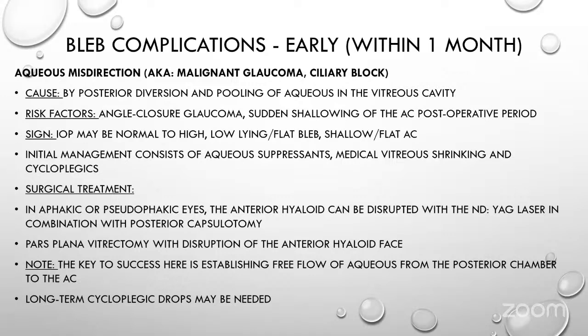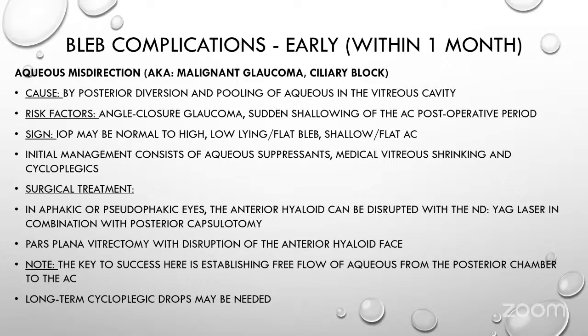Now, aside from someone who has angle closure glaucoma, post-operatively, you can also induce the possibility of malignant glaucoma. If there's any cause of sudden shallowing of the anterior chamber space, you may actually have aqueous misdirection. For something like removal of a releasable suture too early and you have a shallow anterior chamber with overfiltration, that may induce aqueous misdirection.